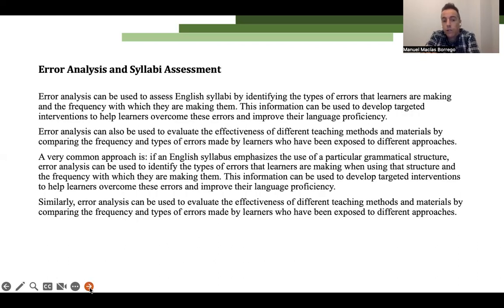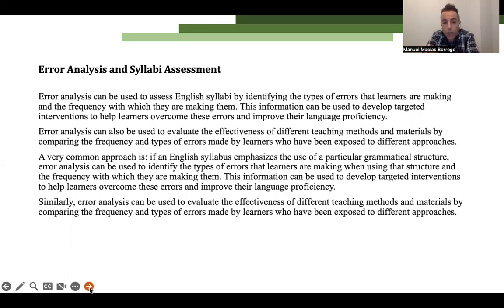Error analysis can be used to assess English syllabi by identifying the type of errors that learners are making and the frequency with which they are making those errors. This information can be used to develop targeted interventions to help learners overcome those errors and improve their language proficiency. Error analysis can also be used to evaluate the effectiveness of different teaching methods and materials by comparing the frequency and the types of errors made by learners who have been exposed to different approaches.